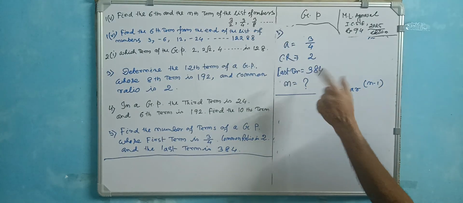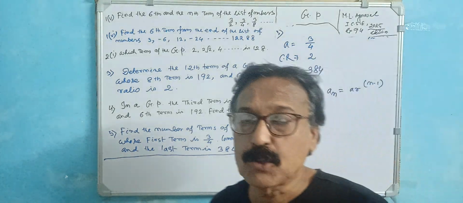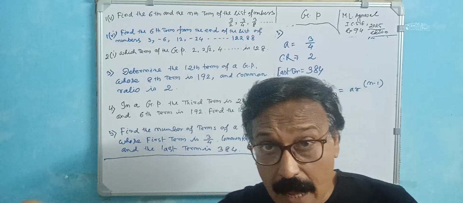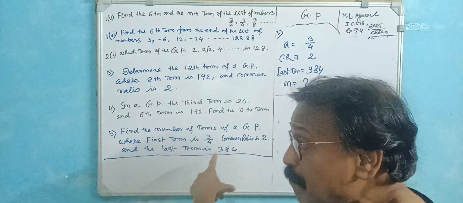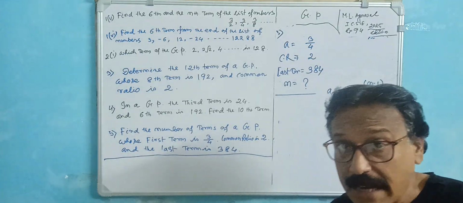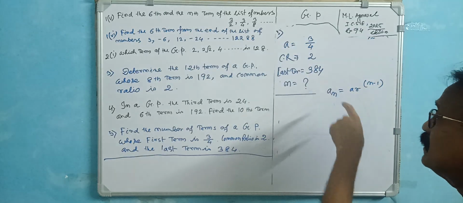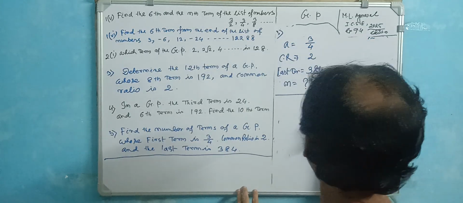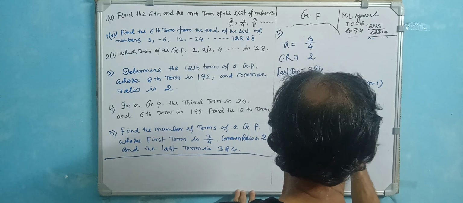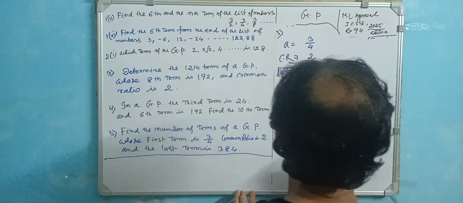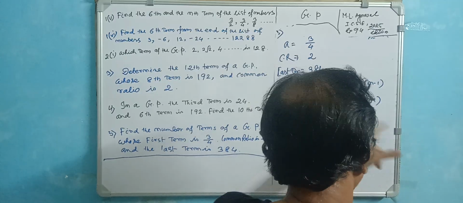You know the value of the last term. Suppose the last term is n. Total term, find the number of terms means কতগুলো term আছে, that means number of terms is n. And the value of this last term is this. The formula is this. So an is equal to 384. A you know, 3 by 4, into r, you know r is this. You don't know the value of n. From here you calculate the value of n.